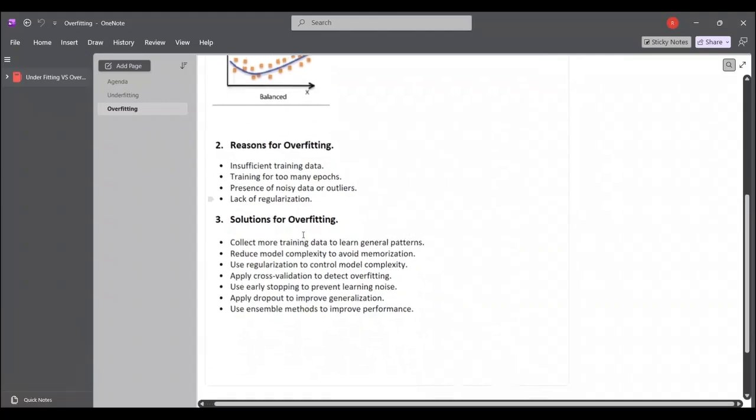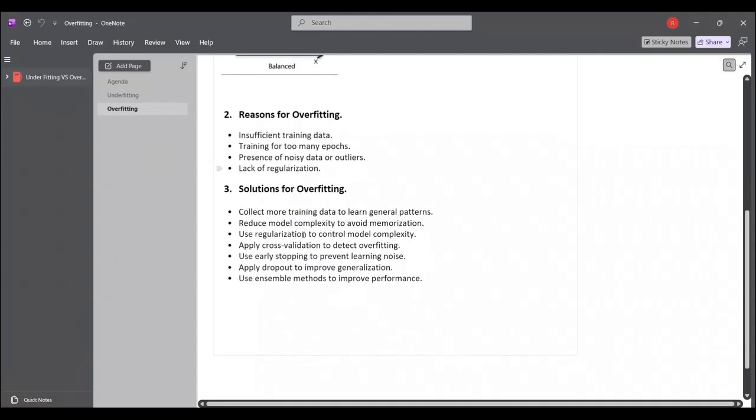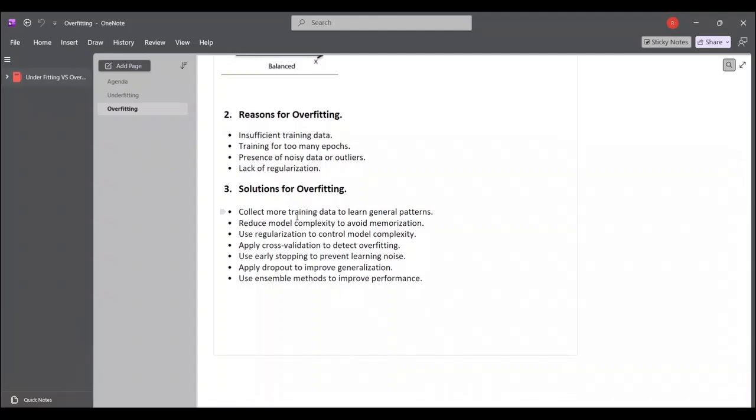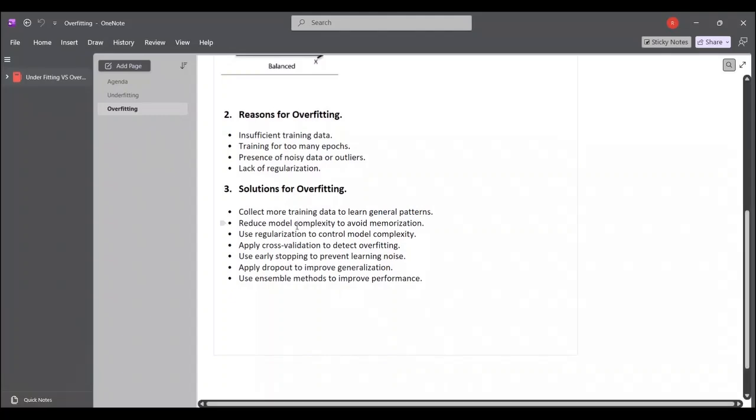Now let us discuss the solutions for overfitting. There are several proven techniques to reduce overfitting. One of the most effective methods is collecting more training data. A larger and more diverse dataset helps the model learn general patterns instead of memorizing specific examples. Another solution is to simplify the model. Reducing the number of parameters or choosing a less complex algorithm lowers the risk of memorization.